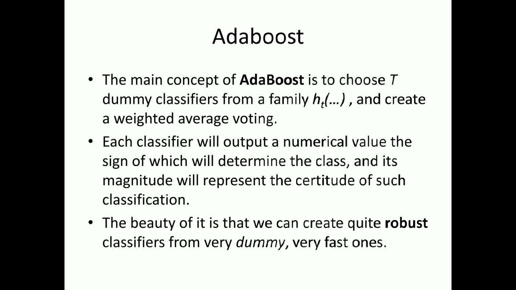In AdaBoost, the main concept is to choose T dummy classifiers from a family H and create a weighted average classifier. Each classifier will output a numerical value, the sign of which will determine the class, and its magnitude will represent the certitude of such classification. The beauty of it is that we can create a quite robust classifier from very dummy, very fast ones.